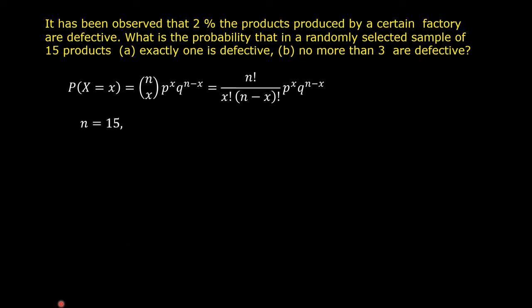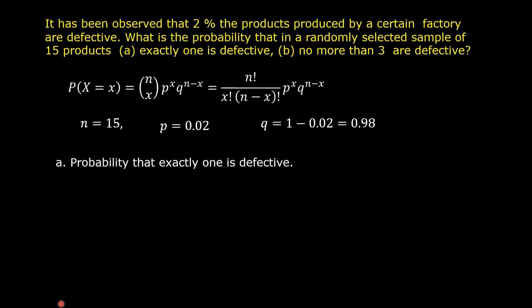In the problem, n is equal to 15. P is equal to 2%, or 0.02. And q is 1 minus p. So our q is 1 minus 0.02, and 1 minus 0.02 is 0.98.